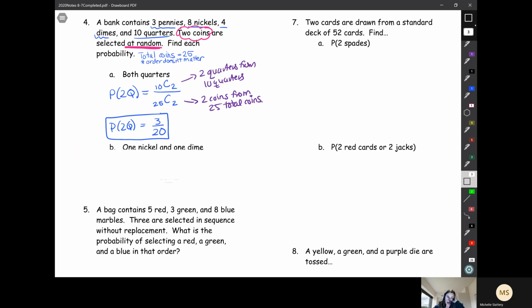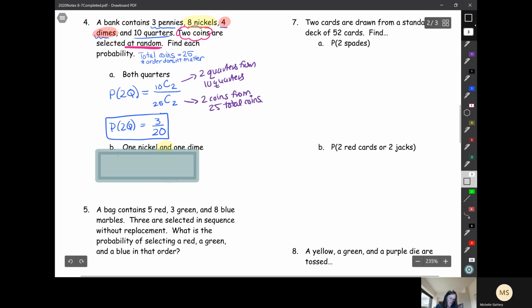All right, for letter B, I want 1 nickel and 1 dime. So we have the word and in here. So this word and in here means that we are going to be multiplying, okay? And so we want probability of 1 nickel. So we look at how many nickels do we have? Well, here I know I have 8 nickels, okay? So I have 8 nickels and I need to choose 1 nickel. And then how many dimes do I have? Well, I have 4 dimes. So 4 dimes. So out of 4 dimes, I'm going to choose 1 dime.